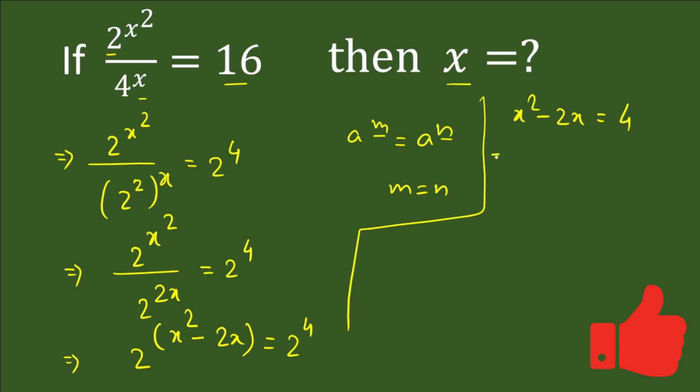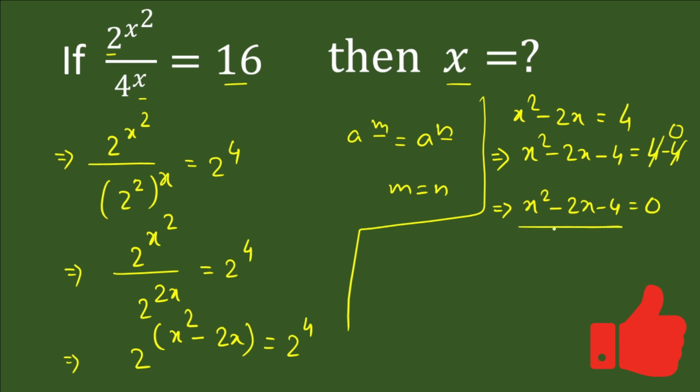Now we'll simplify this expression, so we'll take 4 to the left hand side and write x square minus 2x, and we'll subtract 4. In the right hand side we have 4 and we'll subtract 4, so 4 and 4 will be cancelled. In the right hand side we have 0 only. So now in the left hand side it is x square minus 2x minus 4, that is equal to 0. Now it is in the form of a quadratic equation, right?